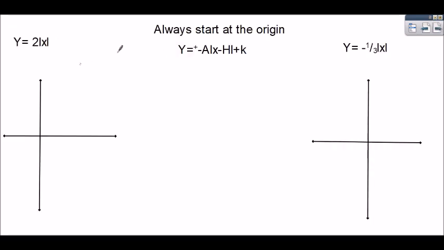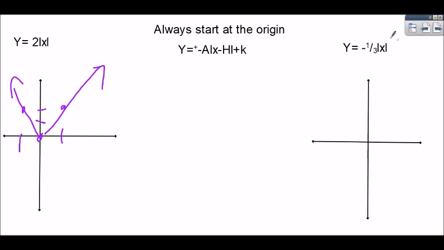All right, so here's my equation again, and I always start at the origin. There is no K term, so I'm not going to go up or down. There's no H term, so I'm not going to go left or right. But I have a rate of change of 2. So that means I go up 2 over 1. But if you remember, it's a V shape in absolute value, so we have to do it in the opposite direction. So we're going to go up 2 over 1.